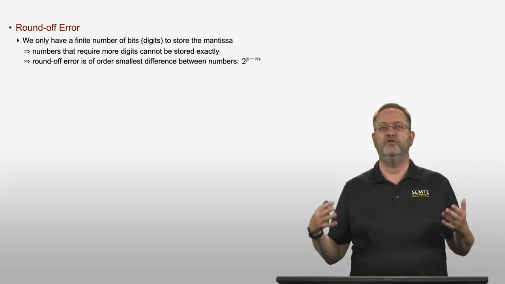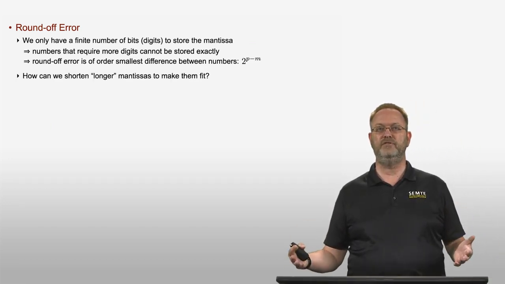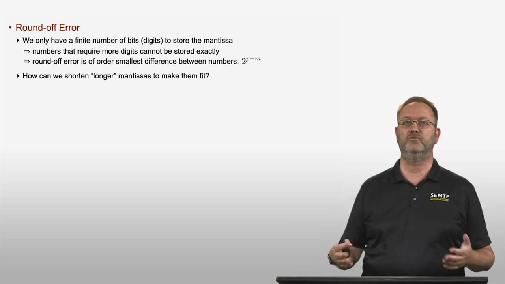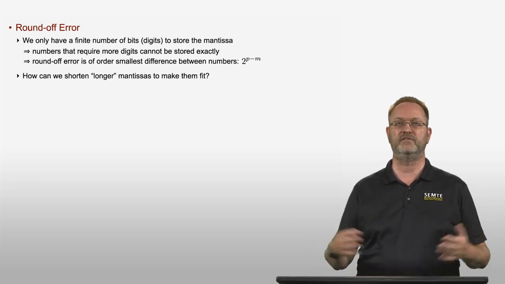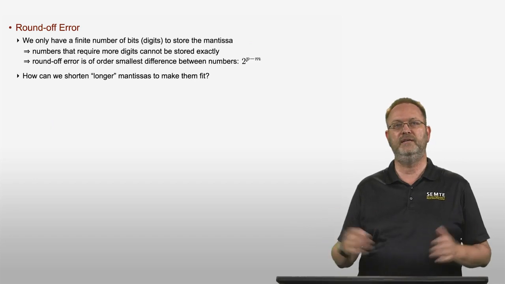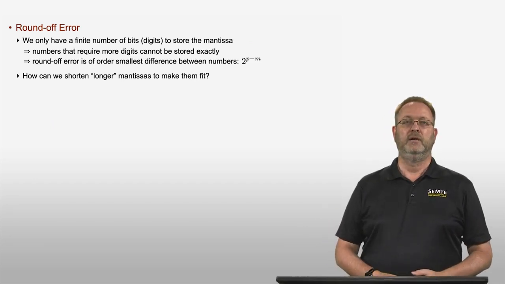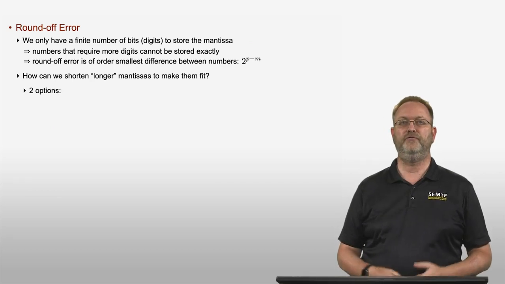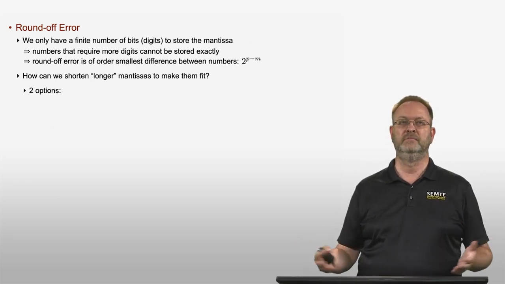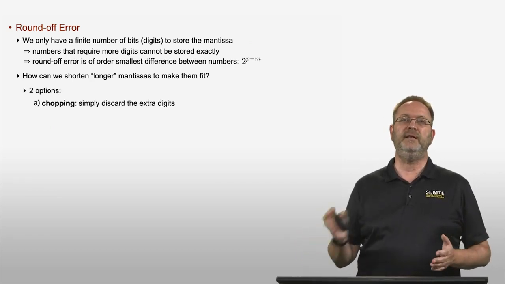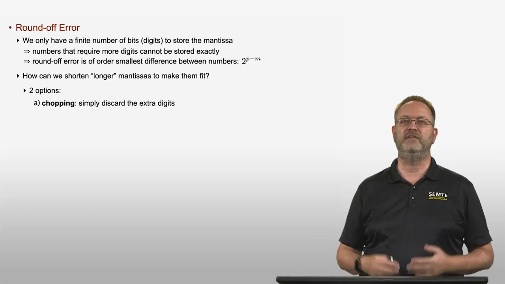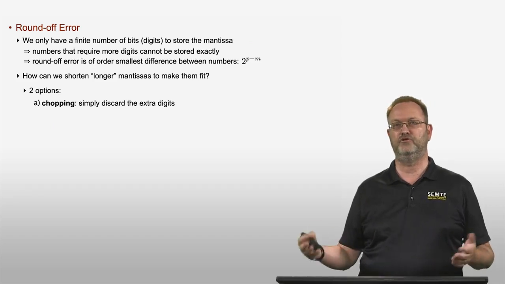So how can we shorten our numbers if our mantissa would require more bits? How can we make longer mantissas fit into our number types? Well, there are two options. The first one is chopping. Well, that means simply discard any extra digits that you would have to store.